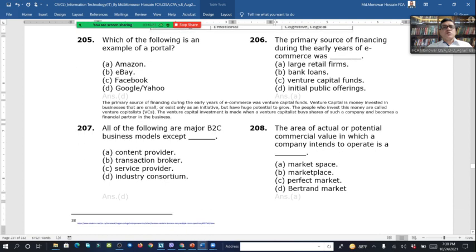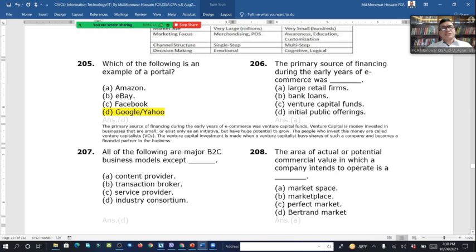And if we see, which of the following is an example of a portal? So here, Amazon is a marketplace, eBay is also a marketplace, Facebook is also a place for social media, and Google and Yahoo are the portals. That means Google and Yahoo, etc. are the portals.